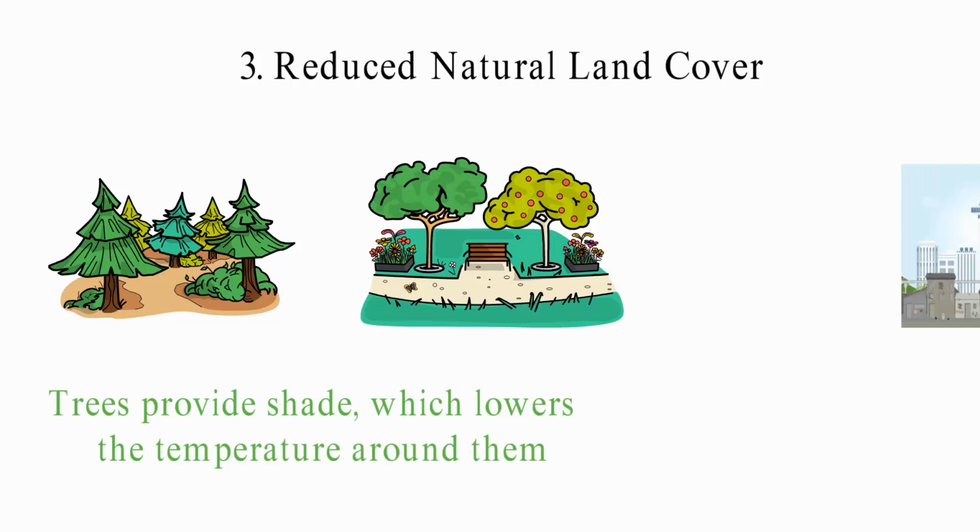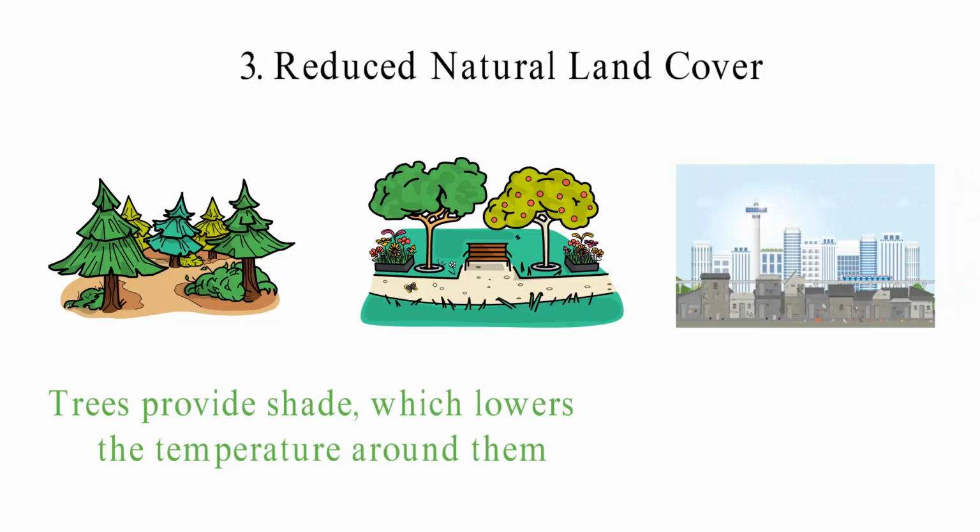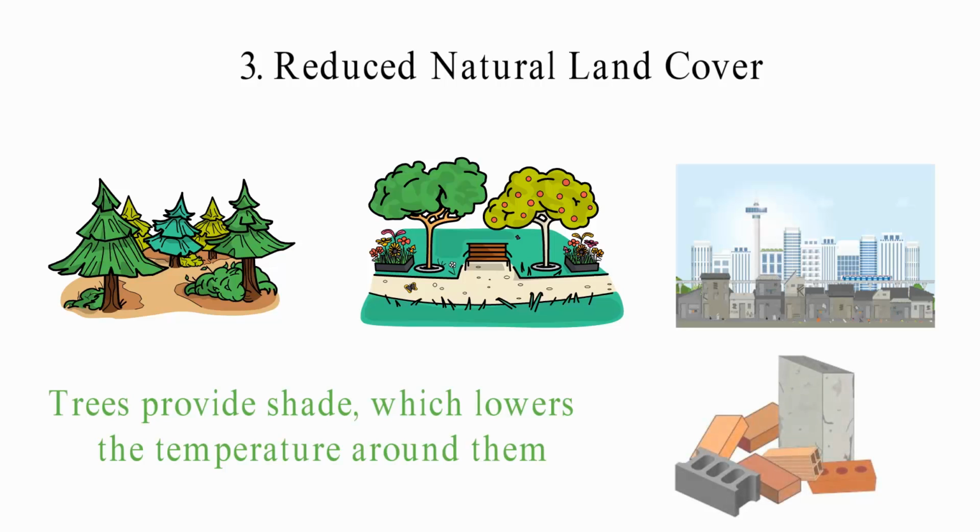The pavements and buildings in cities don't have the same effect on the environment as they do in other places. It's because most of the materials used to build can store heat that buildings and other structures can become heat islands.